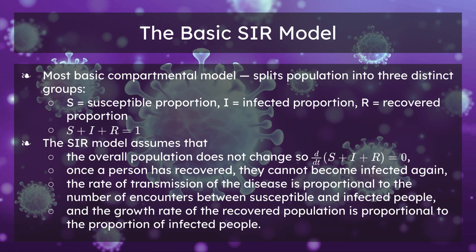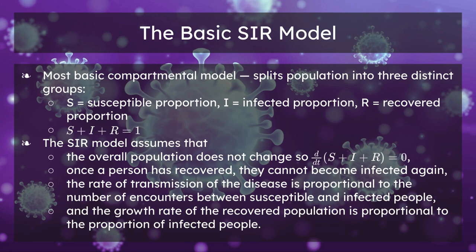The SIR model is the most basic compartmental model of an infectious disease, and it splits the population into three distinct subgroups. S is the proportion of the population that is susceptible to the disease but has not contracted it. I is the proportion of the population that is actively infected with the disease, and R is the proportion of the population that has had the disease and has recovered from it. These three subgroups make up the entirety of the population, so S plus I plus R always equals 1.